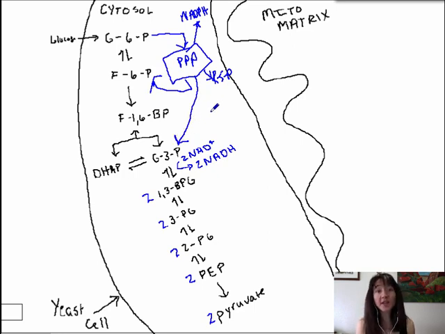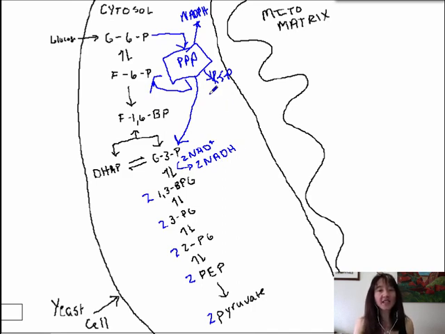One question that I commonly get from students is, why wouldn't a cell just run the PPP all the time? I mean, it looks like it makes sense because all of the intermediates of glycolysis enter back in before we get any pay dirt. So why not get the yield that we would get from the pentose phosphate pathway first and then get the yield that we would get from glycolysis? And it's a great thought.